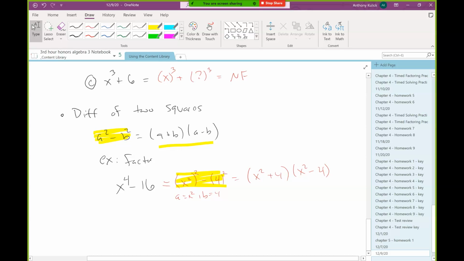And you might think, okay, we're done. Well, look a little bit closer. x squared plus 4, I know that that's not factorable. But x squared minus 4 is another difference of two squares, right? That would have been something that we handled last chapter. So the x squared plus 4 can just stay the same, but x squared minus 4, I need to continue factoring.